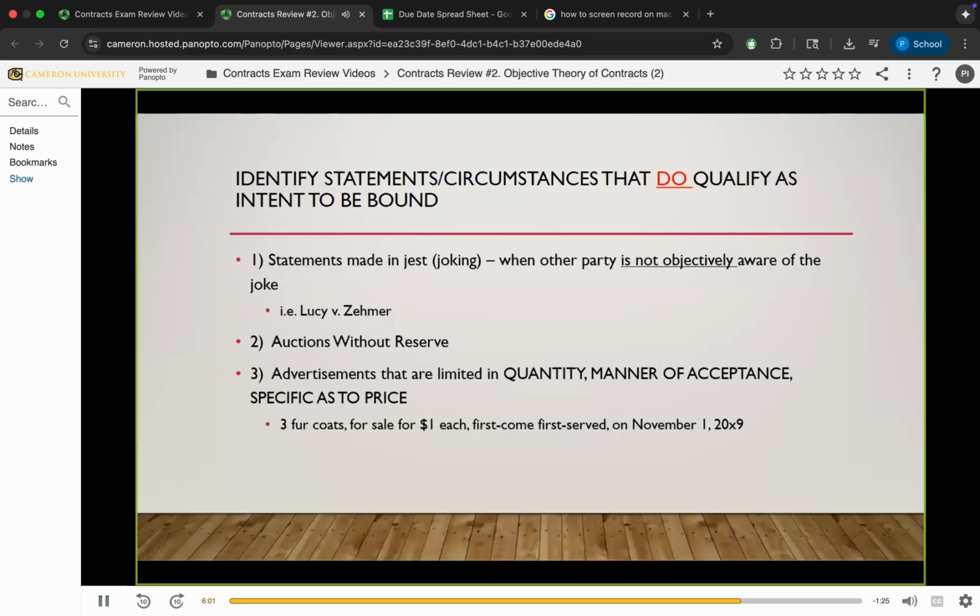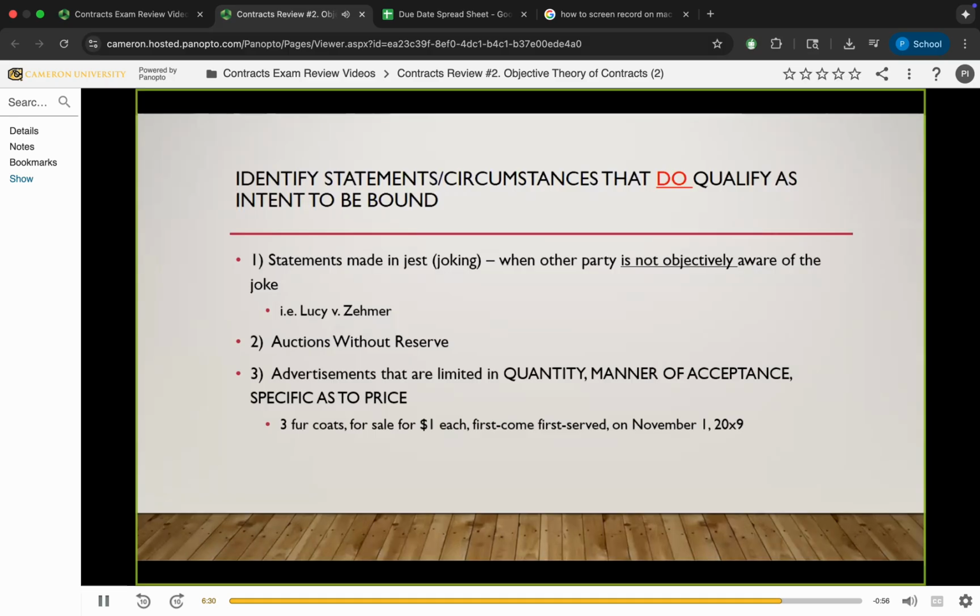When advertisements are written in a very specific manner, they do qualify as an offer. So if we look at the example provided in the last bullet, an advertisement that states 3 fur coats for sale for $1 each, first come, first served, on November 1, 2019. That's a very specific ad. It's very specific about the quantity. It's very specific about the price.